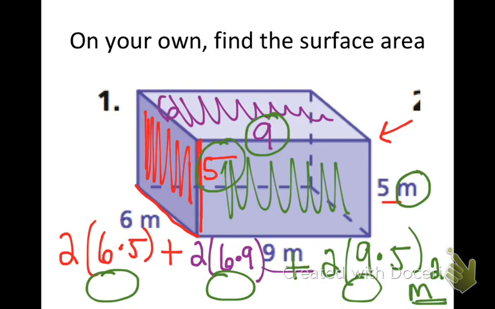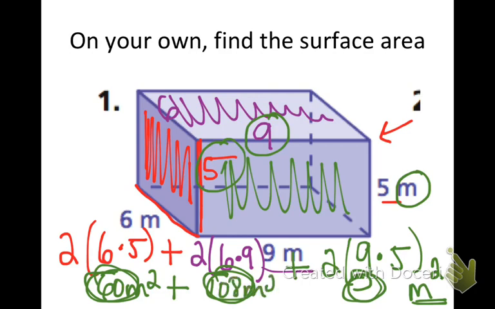So you should see a text box on the right. I want to see the sum plus the sum plus the sum, and then I want a total. So I should see something like, oh gosh, what is 6 times 5? 30 times 2. So I should see 60 meters squared plus 9 times 6 is 54 times 2 of those, that's 108 meters squared plus 9 times 5 is 45. I've got 2 of those. That must be 90 meters squared. And then I want to see what that total is. So you do that one.